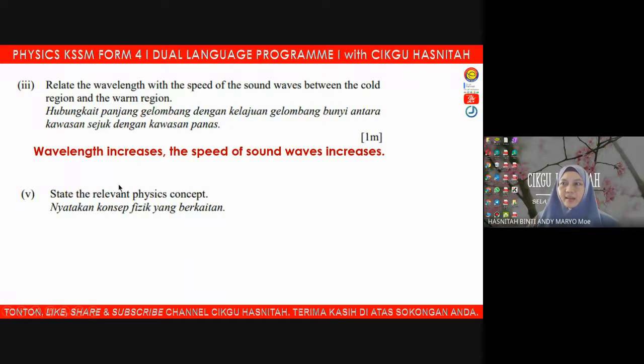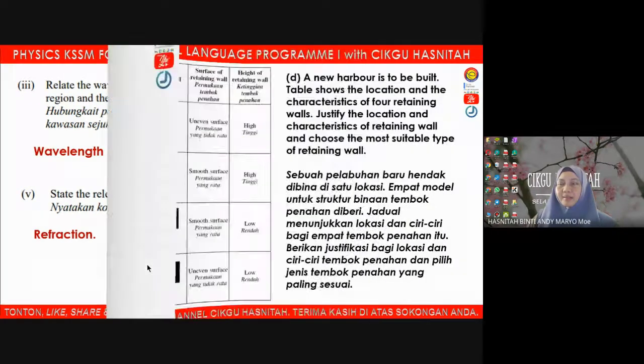Okay, then state the relevant physics concept. So what concept is involved here? Propagation of sound in a warm region and cold region. So what is the concept? Refraction. Yes, it is refraction of sound. Or you can say refraction is enough. Okay. So this is how we tackle this essay question.